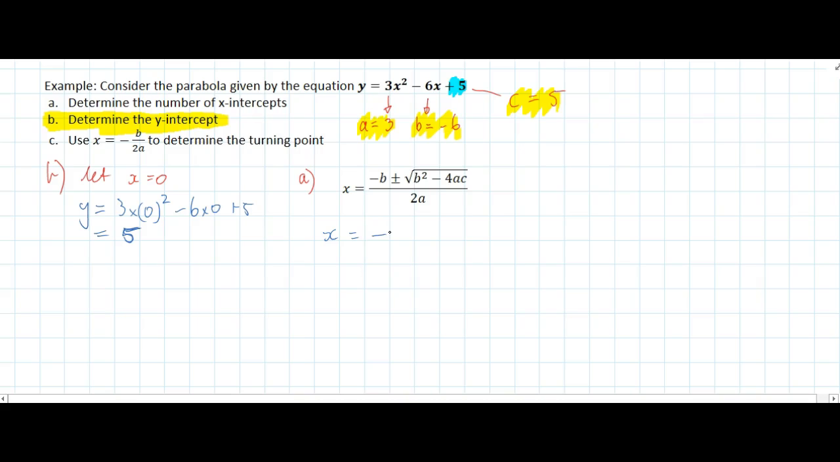Now in this case, b is -6. So negative of -6 is actually going to be positive, but we'll do that in the next step. Square root of b squared, so -6 squared minus 4 times 3 times c, which is 5. We put that all over 2 times 3. Okay, so now if we've substituted that in right, it's just a matter of working through it to get our answer. So let's do that.